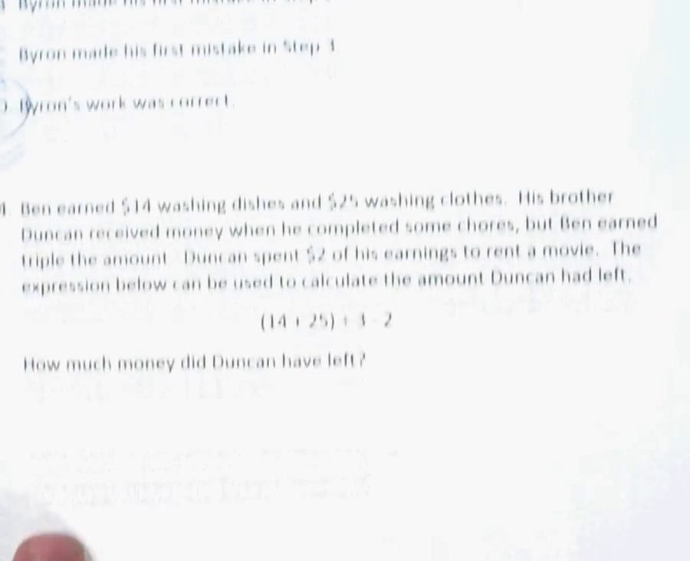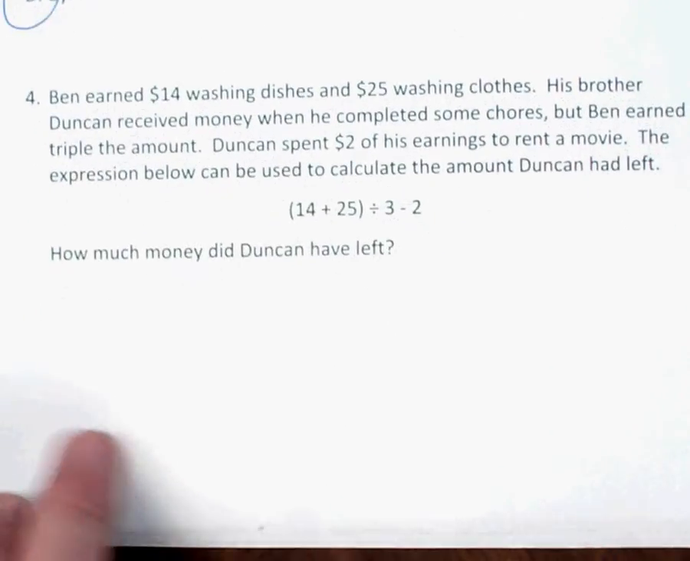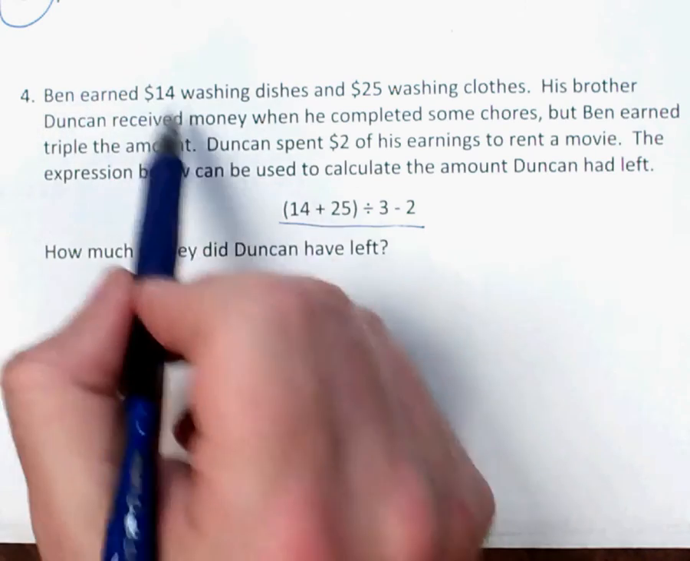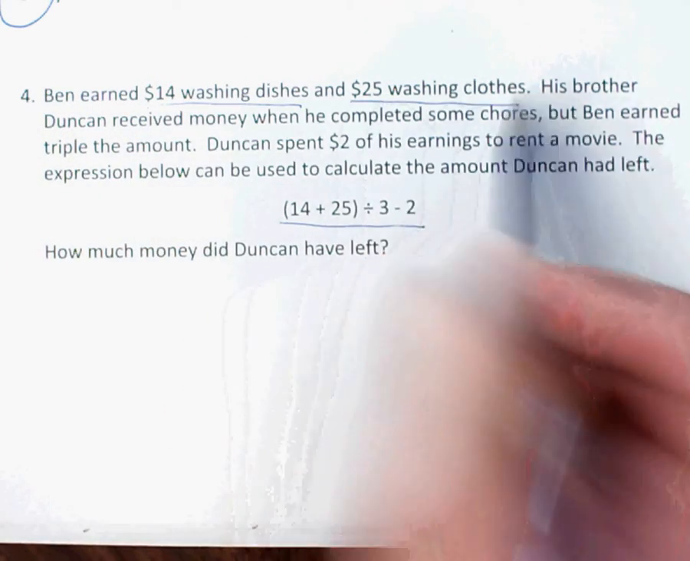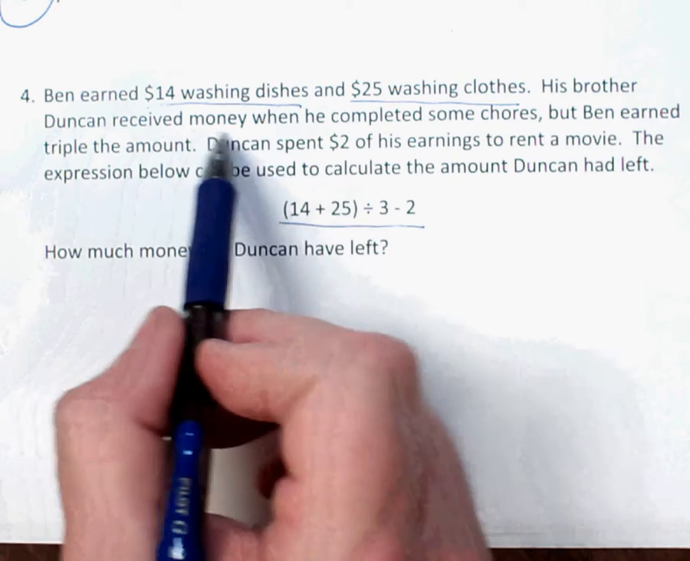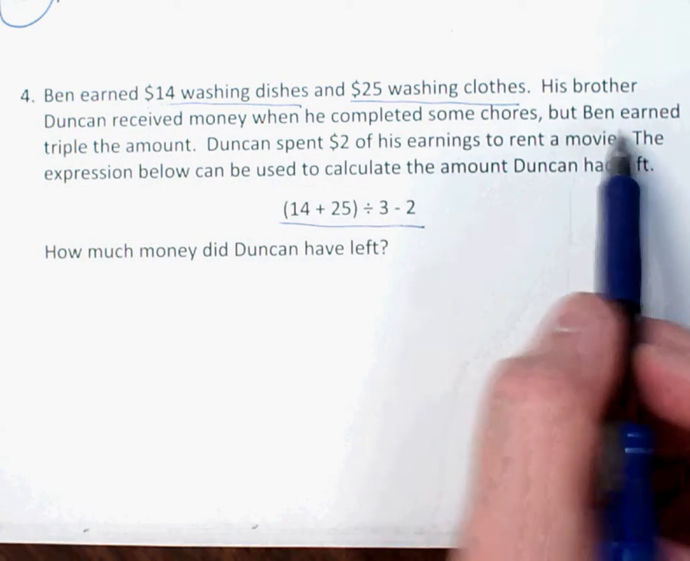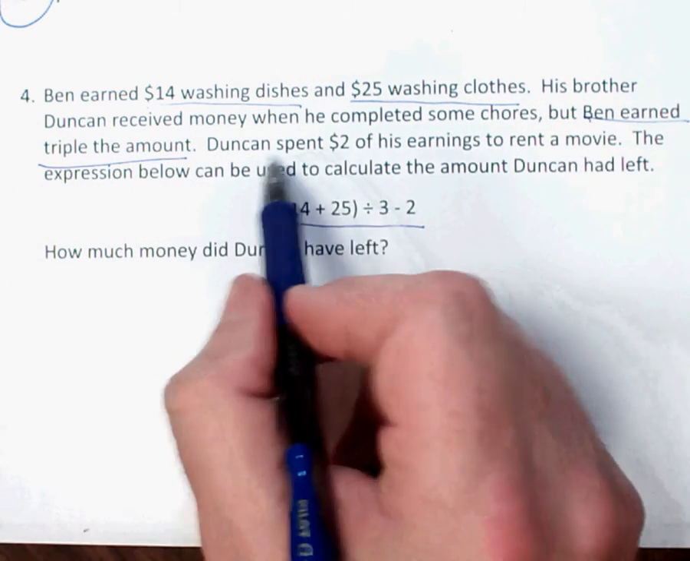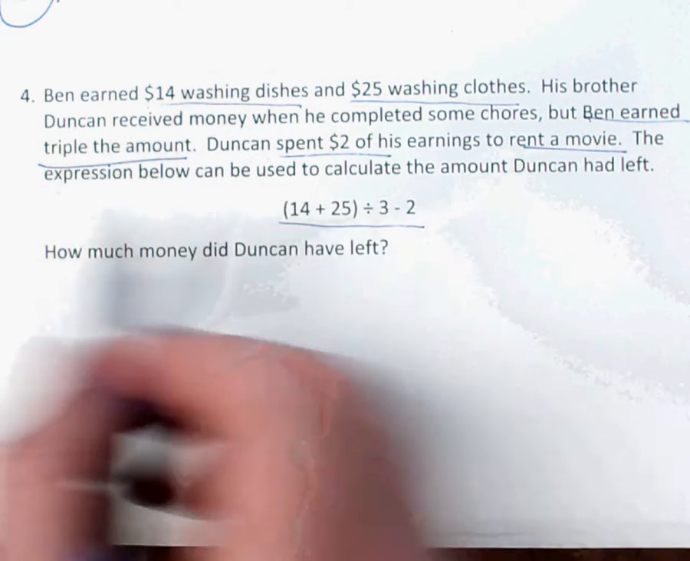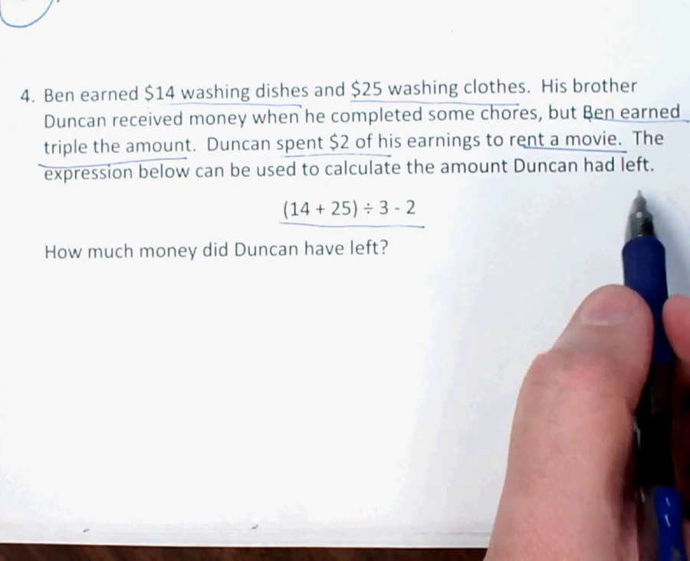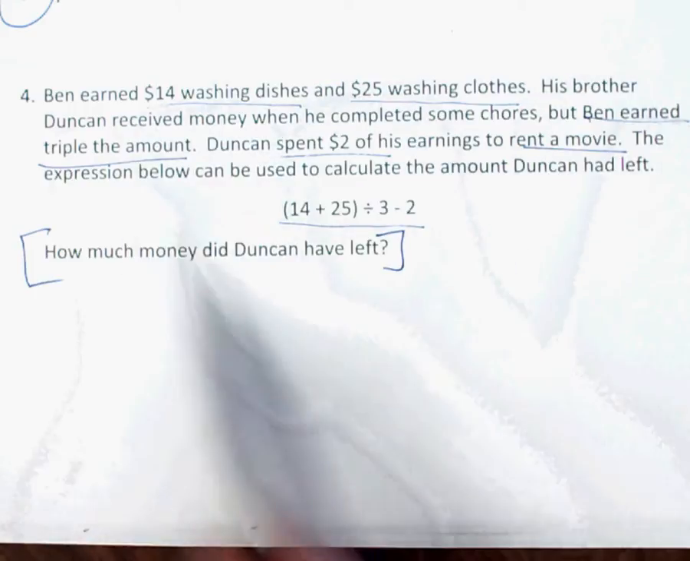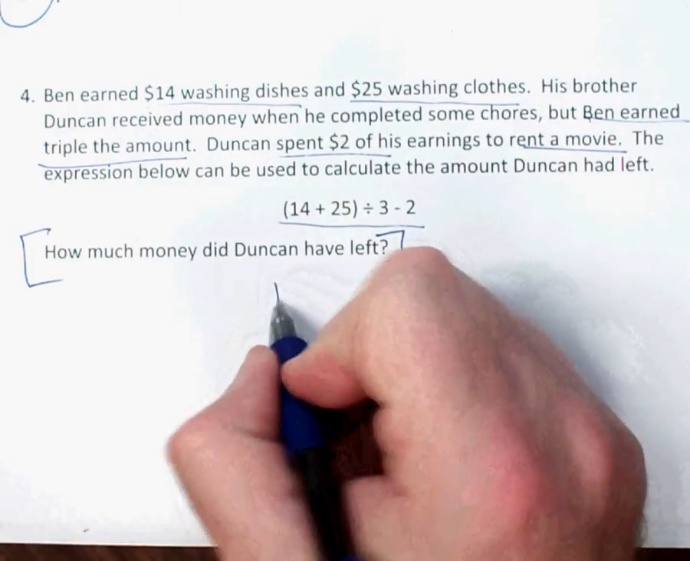All right. Now, this next one is interesting because it's a whole lot of words, but then they just give you the expression that you're going to use. So Ben earned $14 washing dishes and $25 washing clothes. His brother Duncan received money when he completed some chores, but Ben earned triple the amount. Duncan spent $2 of his earnings to rent a movie. The expression below can be used to calculate the amount Duncan had left. How much money did Duncan have left? So we don't really have to decode this, which is nice. It just gives us the expression, and we just need to solve it.